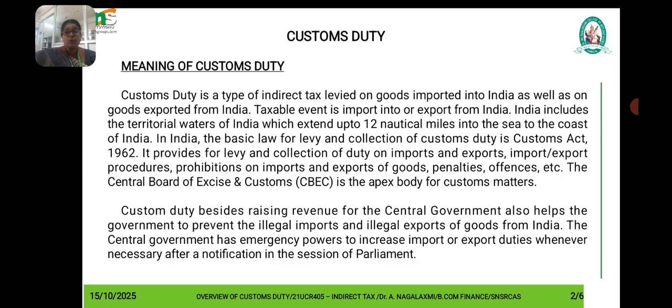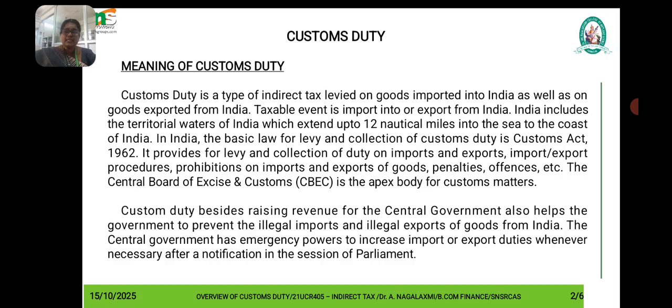The Central Board of Excise and Customs, CBEC, is the apex body for customs matters. So the Customs Act 1962 will be exercised by one apex body in order to carry out the customs matter. That apex body is CBEC, that is none other than the Central Board of Excise and Customs.